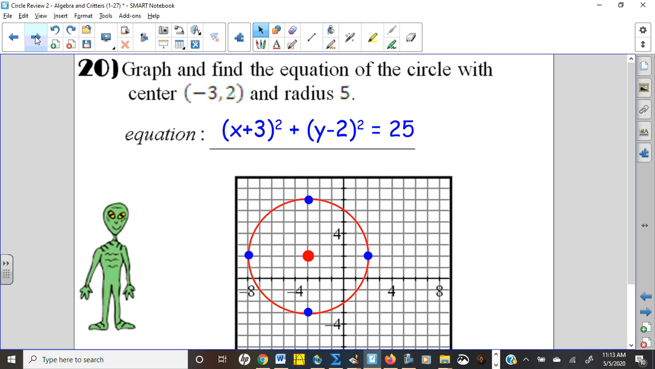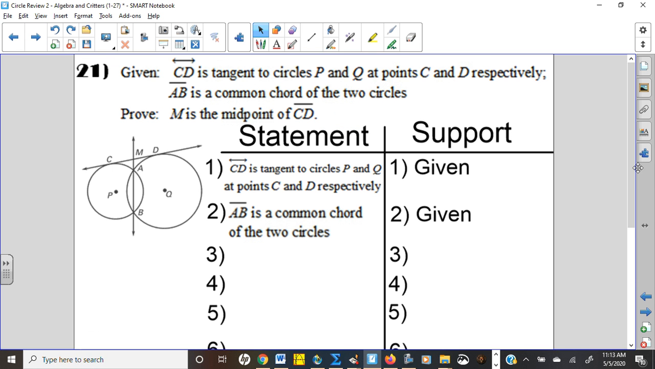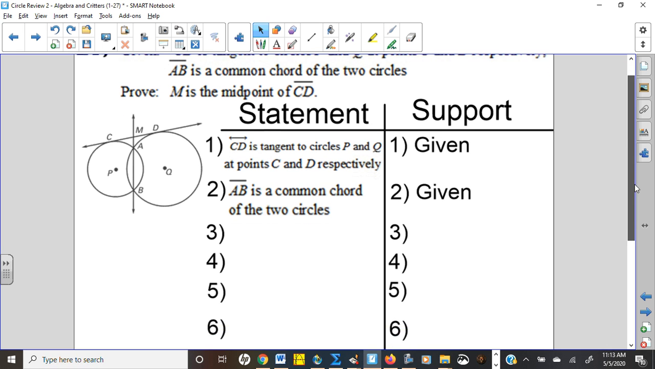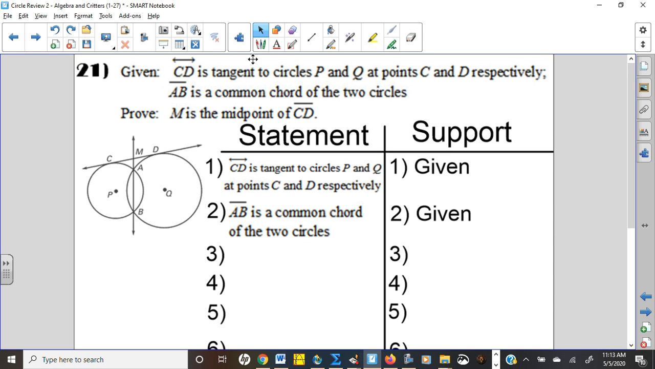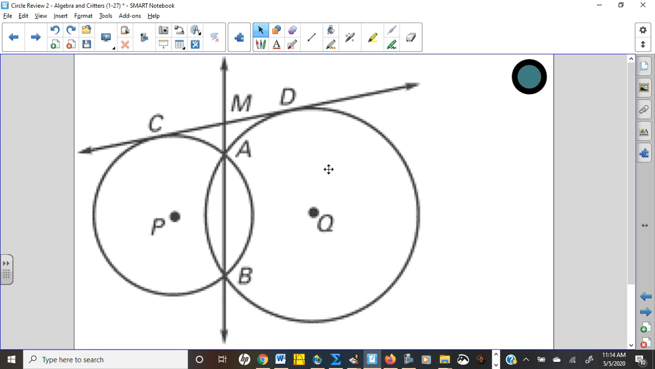Number 21. This is the one so many people didn't really get. So notice how we give you a tangent line, and we give you a common chord. What are we going to do with those? Well, the fact that this is tangent is going to give me a couple tangent segments. So CM is a tangent segment. DM is also a tangent segment. Now the chord AB isn't helpful because it doesn't connect to M. So I'm going to go ahead and make that into a secant segment and go all the way to M.